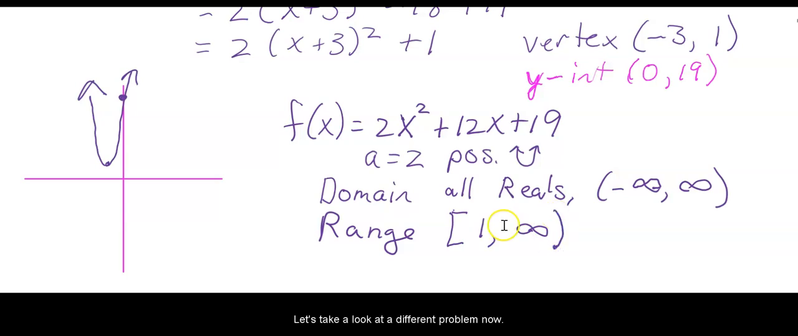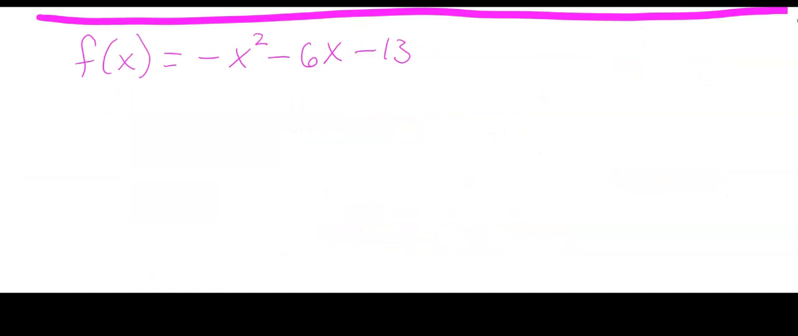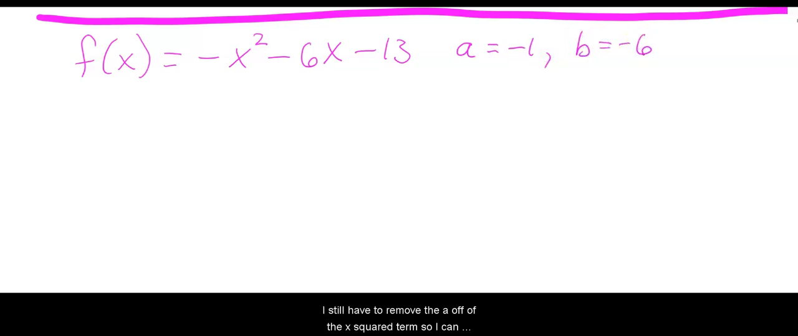Let's take a look at a different problem now. What if you have a function equal to negative x squared minus 6x minus 13? In this case, my a is negative 1 and my b is negative 6. I still have to remove the a off of the x squared term so I can complete the square. That means, though, that the parabola is going to be opening down because a is negative.